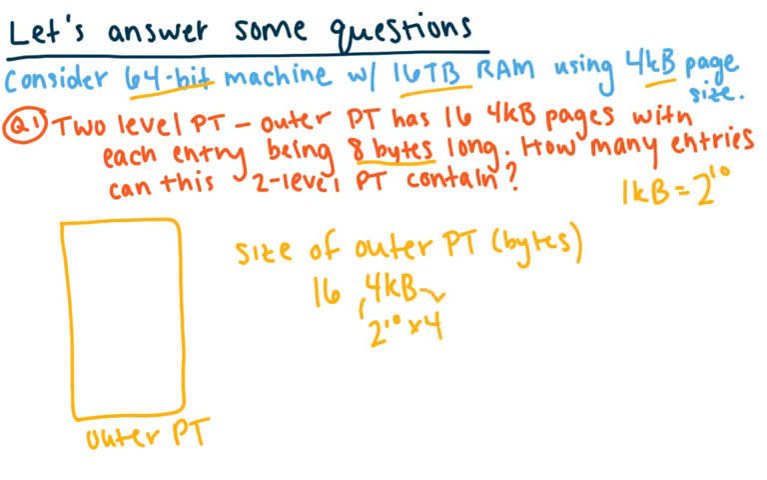That's what 4 kilobytes is. And so this is 2 to the power of 10 times 2 to the power of 2, which is 2 to the power of 12. And then 16 is 2 to the power of 4. So we have 2 to the power of 4 times 2 to the power of 12.